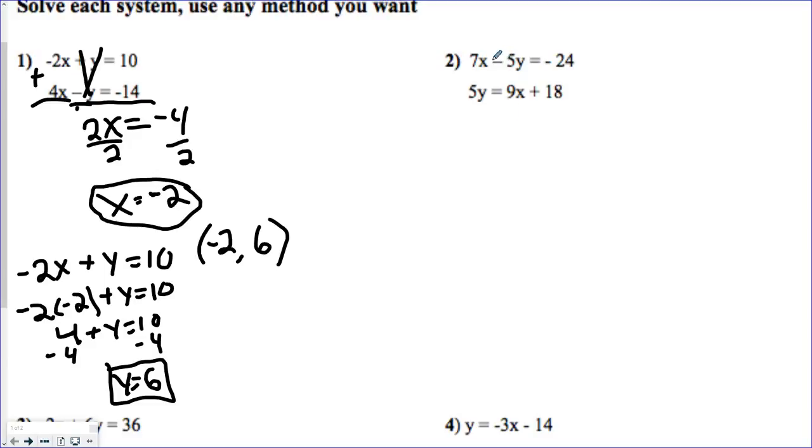Well, the first equation is that way already. 7x, 5y, they're both on the left side, negative 24 is on the right side. So my variables are on one side, my non-variables are on the other side. We're good there. This bottom equation, though, not so much.